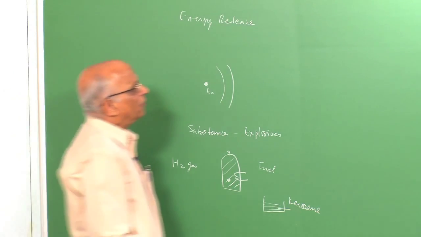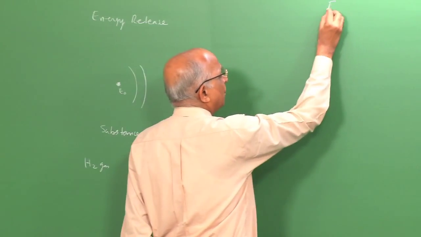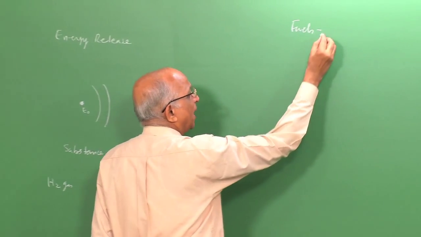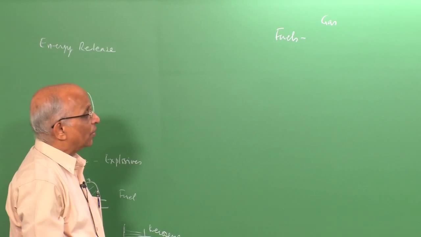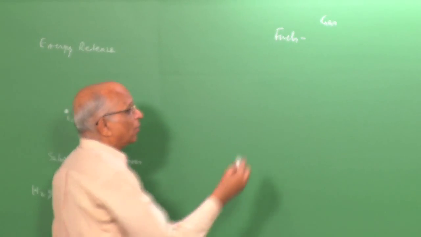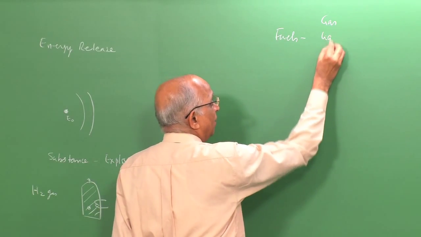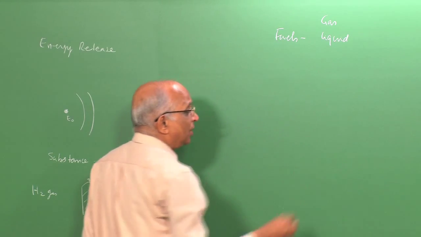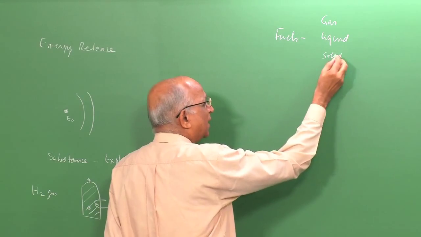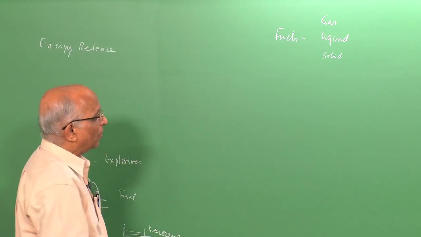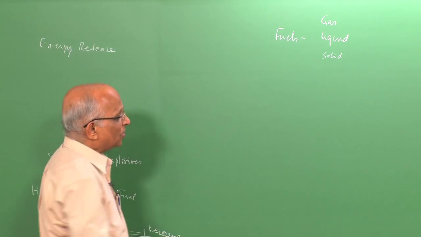Therefore, we talk in terms of fuels, and these fuels could be a gas, like hydrogen, methane or ethane, or a volatile liquid like petrol or kerosene. It could also be a solid like wood, but wood contains a little bit of oxygen, which we will take a look at.